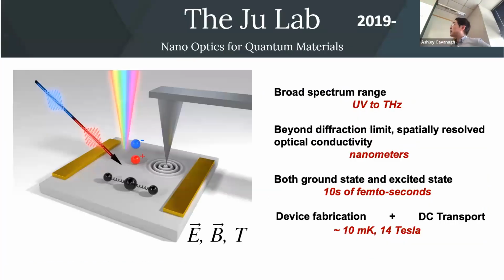So my lab at MIT started in 2019, and we're mostly using optical spectroscopy and microscopy techniques to study the properties of materials, mainly two-dimensional materials and their heterostructures. And in the recent couple of years, we started to pick up DC transport measurement at extremely low temperature and a high magnetic field. And that's actually what I'm going to tell you mostly about today.